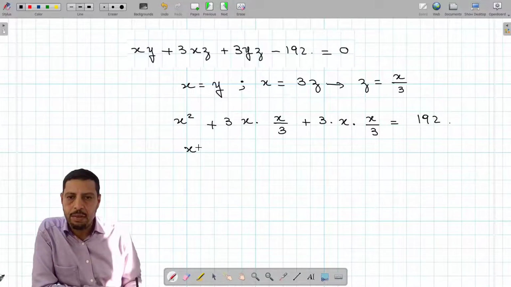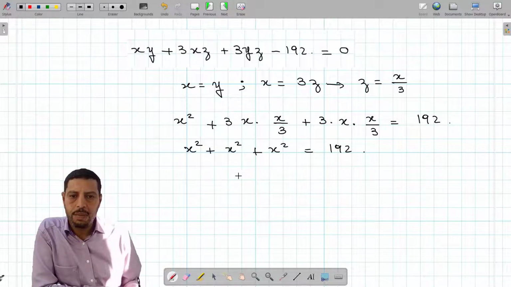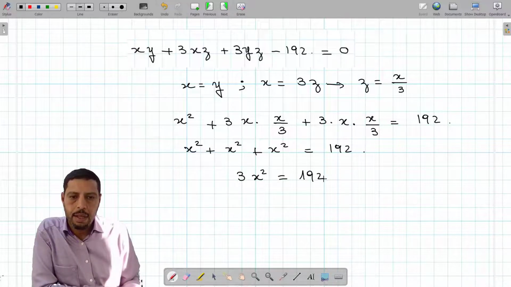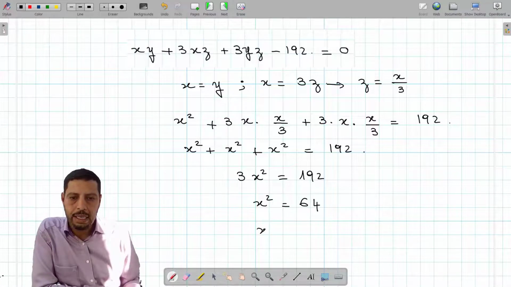Now you will obtain x squared plus, the 3 will be cancelled, and you will obtain x squared again, and plus again x squared if you cancel the 3, so x squared plus x squared plus x squared equals 192, which means that 3x squared equals 192, which means that x squared equals 192 over 3, which is 64, and therefore x is equal to 8. You exclude the minus 8 value because x is a dimension, it's positive. So you found that x equals 8 inches, okay?